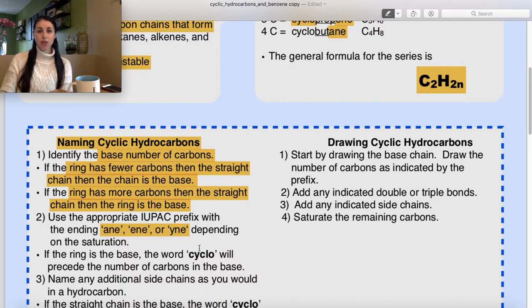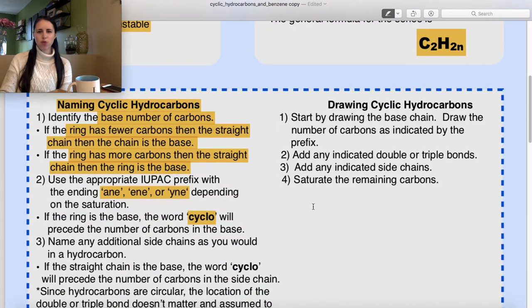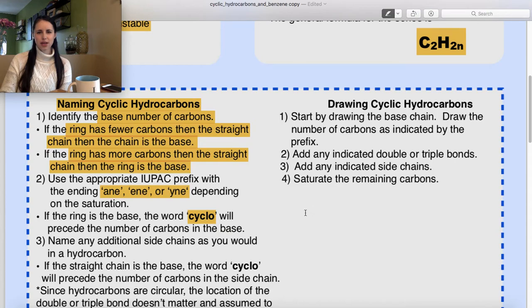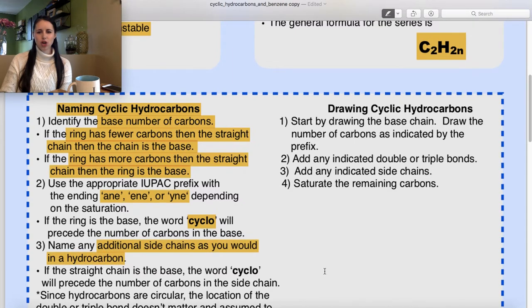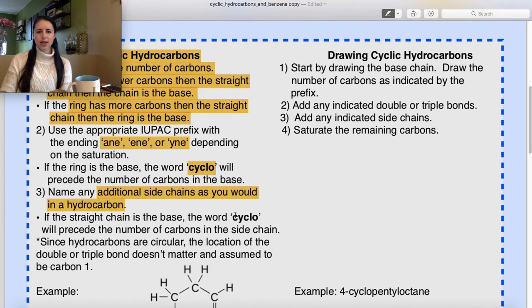If the ring is the main structure, you're going to use cyclo directly in front of that base chain. So for example, 4 carbons in a row, cyclobute, and then either ane, ene, or yne, depending on the number of bonds that have formed. Name any additional side chains that you would in a regular hydrocarbon. The only difference now is that you can technically have cyclo as a side chain.